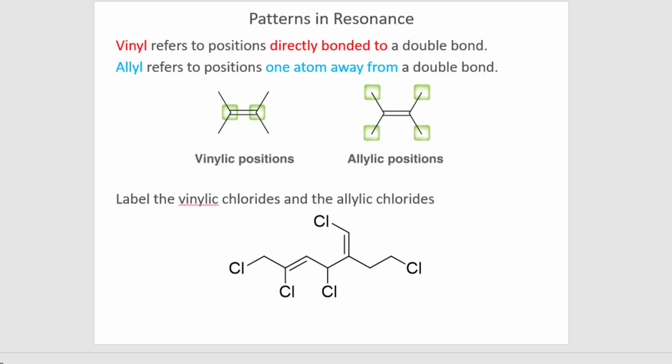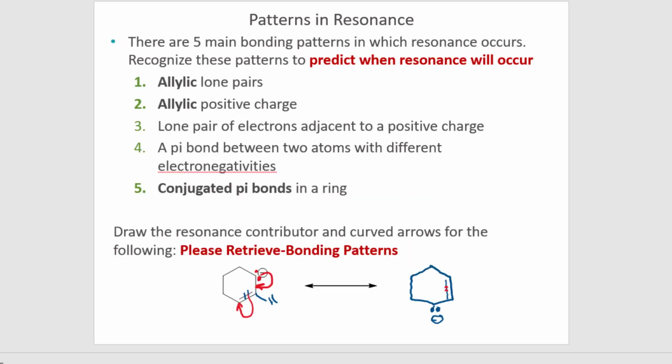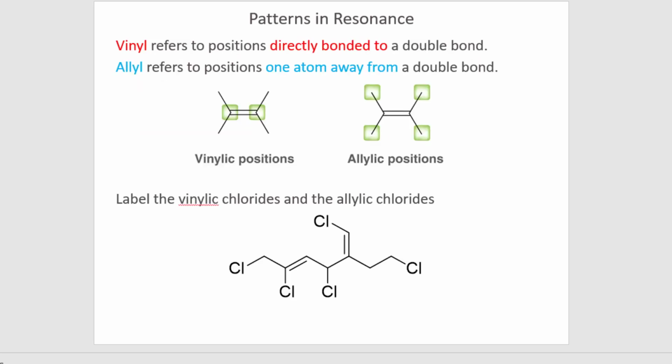Now we're going to go over these rules, how to recognize patterns, but to do so I have to define a few terms that we're going to be seeing a lot. The first one is called vinyl, and the second is called allyl. Vinyl means directly on a pi bond, or in this case, a double bond. Allyl, or allylic, means one atom away from, one atom next door.